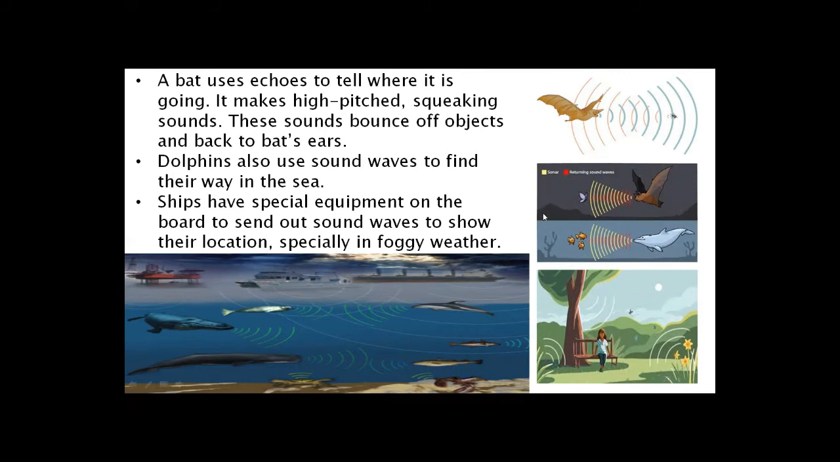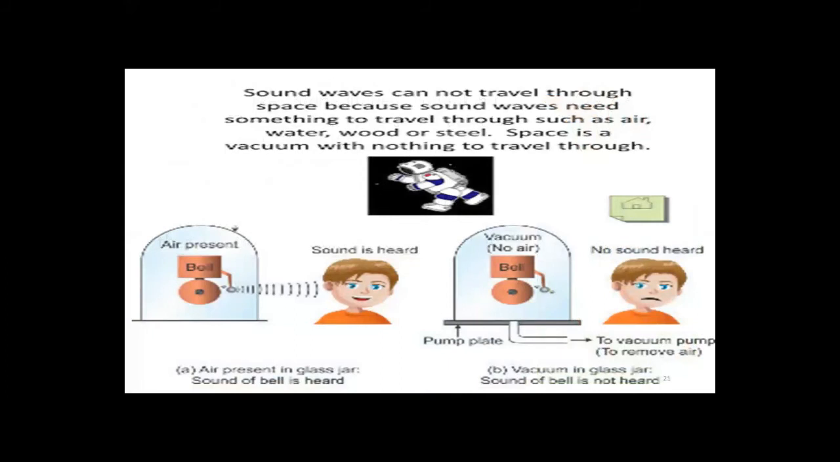Another use of the echo is that ships have special equipment on board to send out sound waves to show their location, especially in foggy weather, where the ships are present, especially in bad weather. So students, these are the uses of the echo. Now move to the next slide.